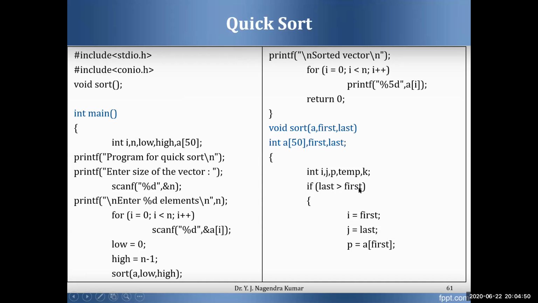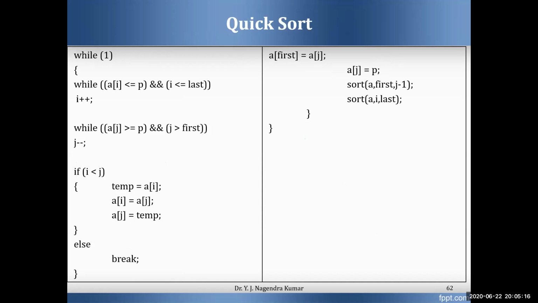If last greater than first. Here last is what? N minus 1. N minus 1 greater than 0. Condition true. Right? The i holds the first index, j holds the last index. And then p equal to a of first. Now p contains what? The first element. The p is nothing but the pivot element. Now while of 1 is what? Infinite loop. We are using here an infinite loop.